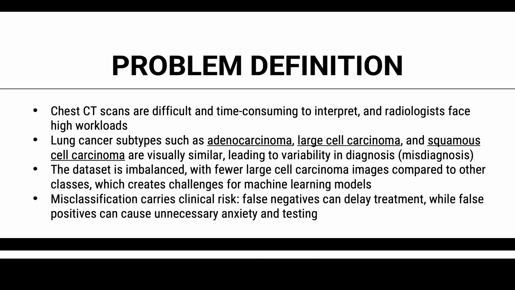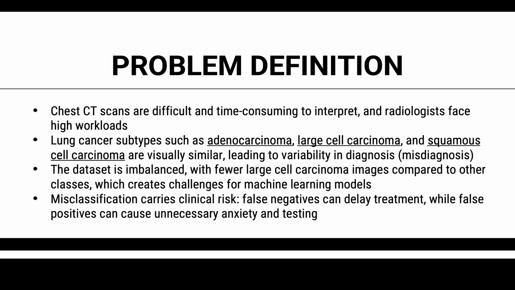Chest CT scans are inherently difficult and time-consuming to interpret, and radiologists are under significant workload pressures. This increases the chance of missed or delayed diagnoses. Another challenge is that lung cancer subtypes, like the adenocarcinoma, large cell carcinoma, and squamous cell carcinoma, often look very similar on CT scans. This visual similarity contributes to variability in diagnosis and makes automated classification very difficult.